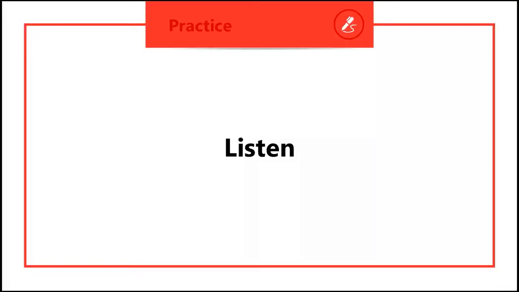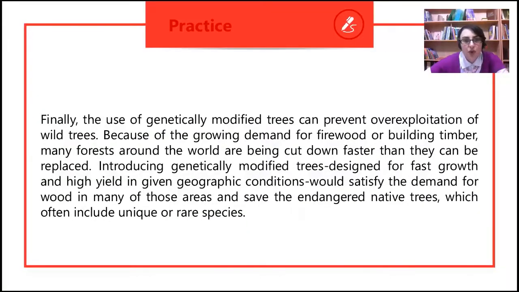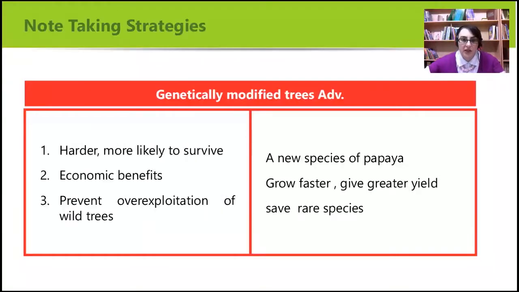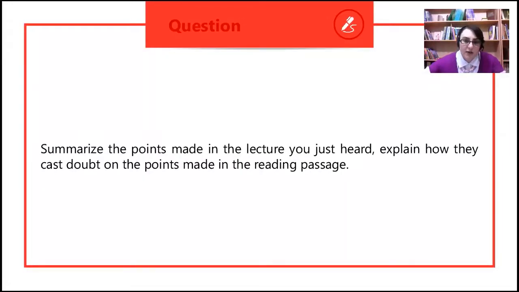Okay, I hope it was clear to you. Now I would like you to summarize the points in the lecture, so how they cut out the information in the reading. So they oppose it. Summarize the points made in the lecture you just heard. Explain how they cut down on the points made in the reading passage.